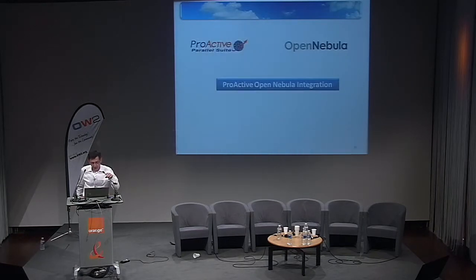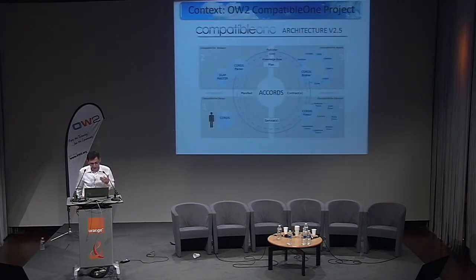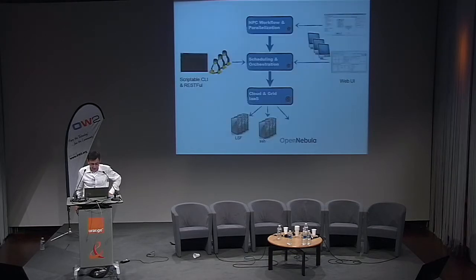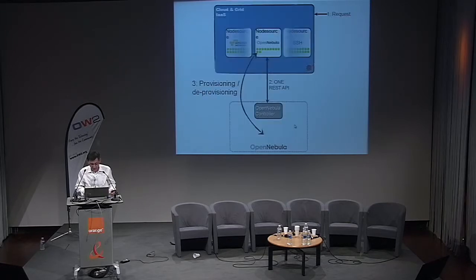Okay, so we've been working as part of several initiatives. One of them is the Compatible One project, which encouraged us to integrate various projects. The way we did it is that we use the IaaS capacity of ProActive to access an OpenNebula platform. ProActive has the capacity to manage various kinds of node sources, and we talk to the OpenNebula controller in order to deploy a virtual machine directly from OpenNebula.